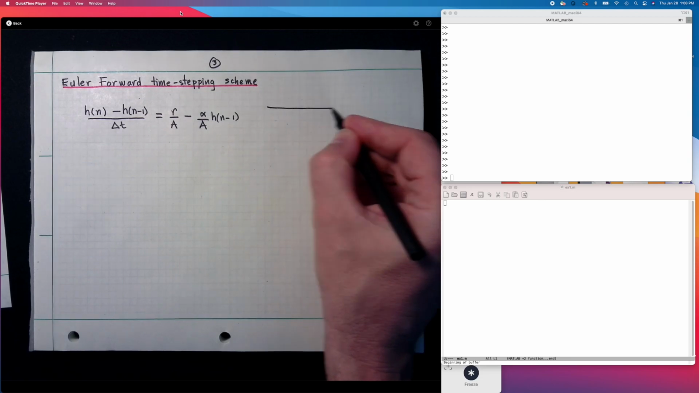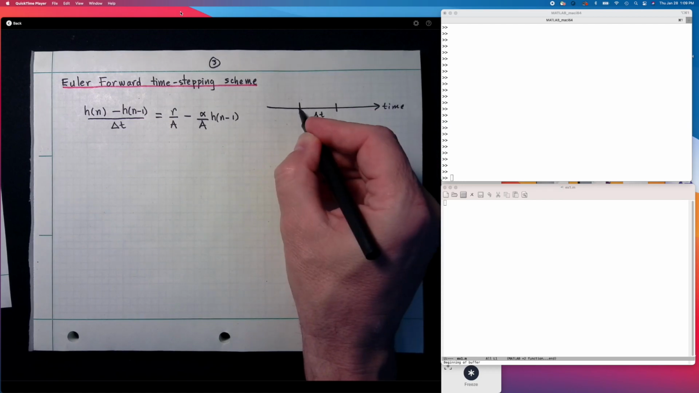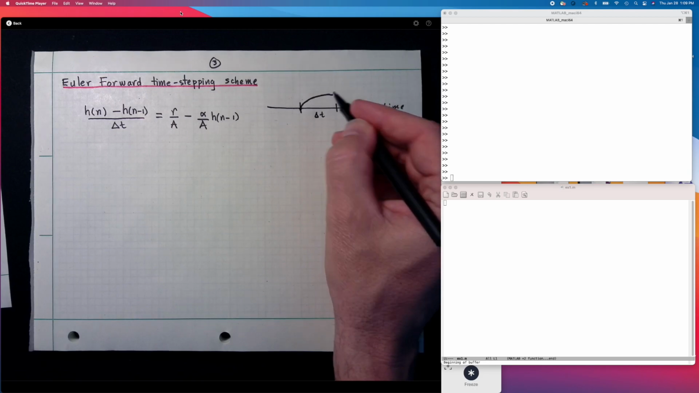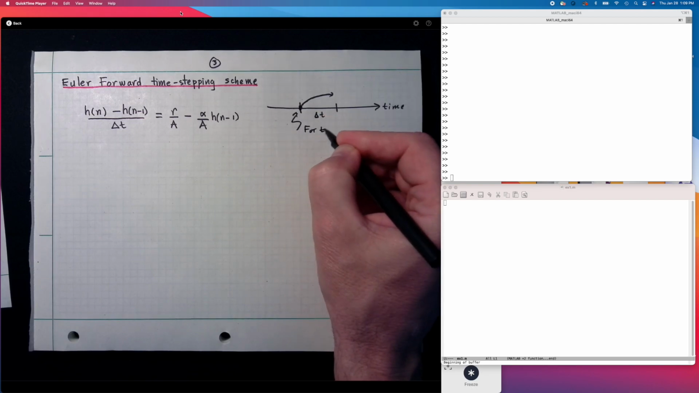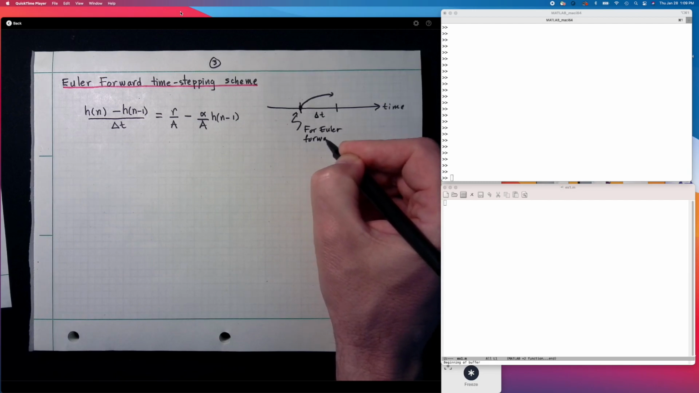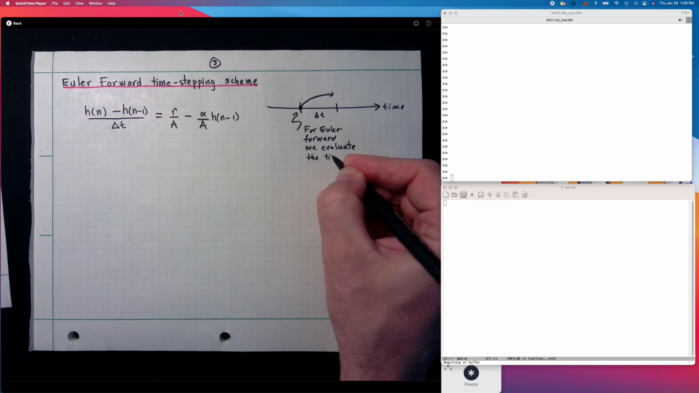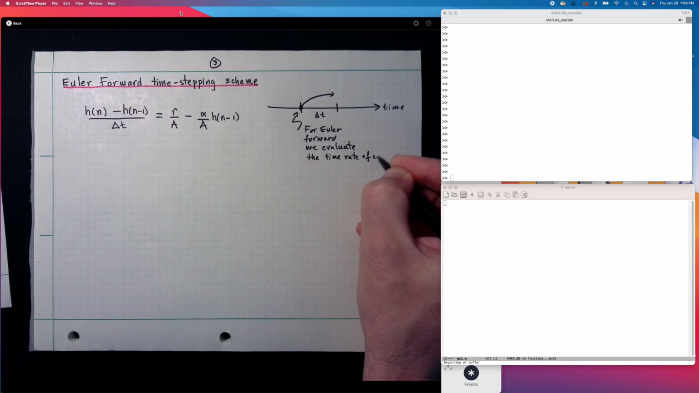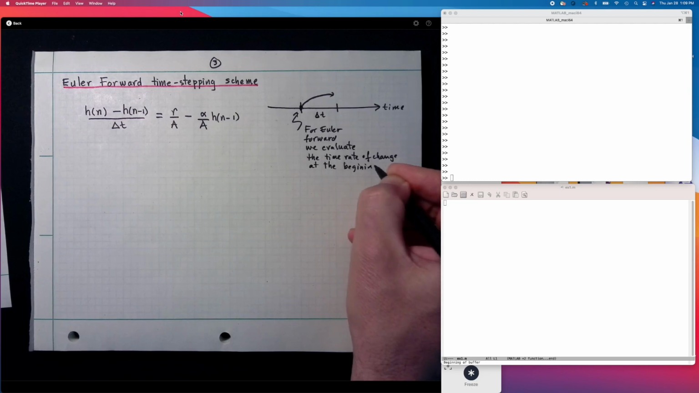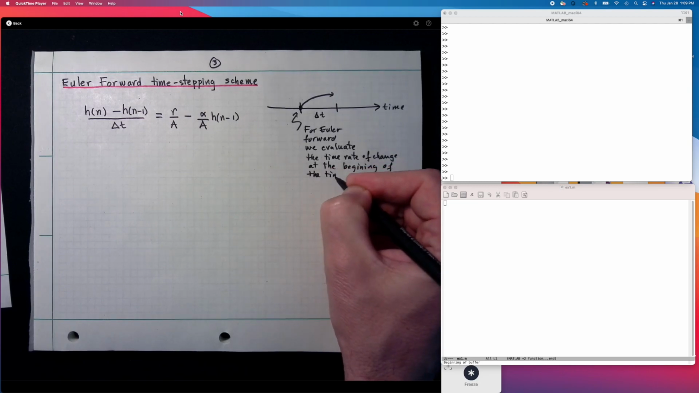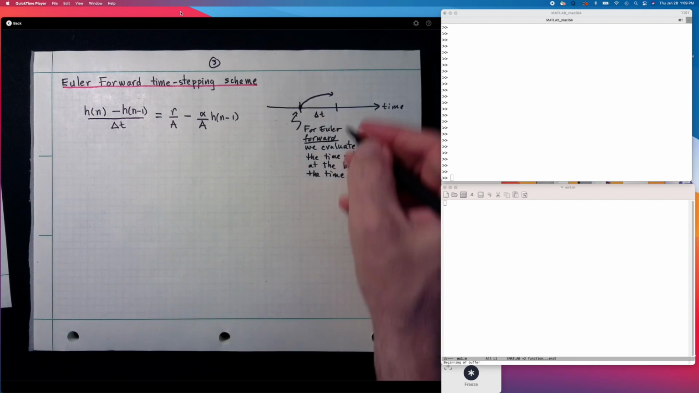So if this is time and we're trying to go from here to here, this is delta t, we take the time rate of change value at this point to advance the solution to the next time step. So for Euler forward, we evaluate the time rate of change at the beginning of the time interval. So that's for forward. If we were doing Euler backwards, we would evaluate it here.